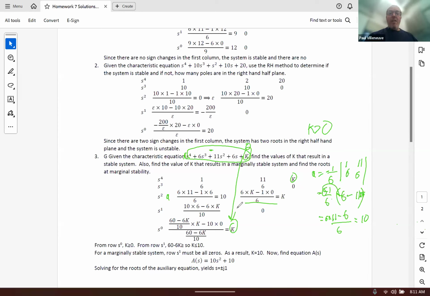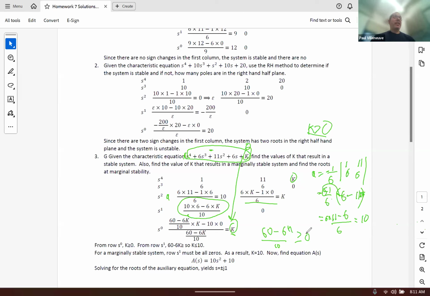All right, so we've already determined that this one here means that my K had better be greater than, or I said greater than or equal to 0, but we know it has to be greater than. And then the next thing we need to do is go up over here, right? And that row, 60 minus 6K over 10, has to be greater than or equal to 0, right?